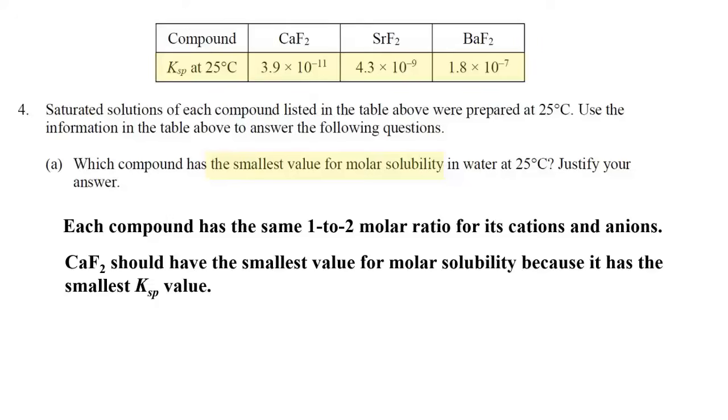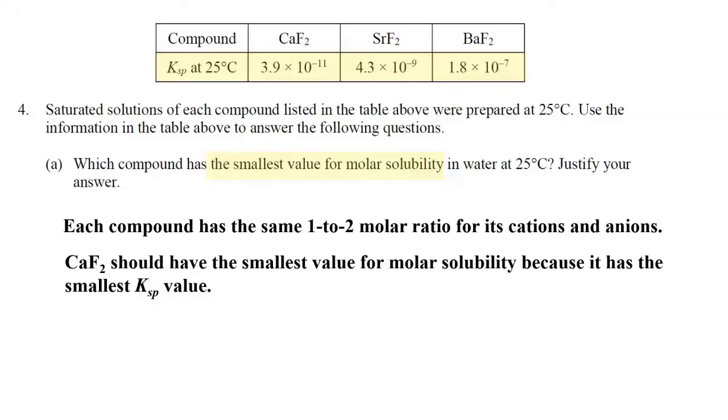So what I'm saying here is that each compound has the same 1-to-2 molar ratio for its cations and anions. Calcium fluoride should have the smallest value for molar solubility because it has the smallest KSP value. Now in question 5, when we get to question 5, you will notice that it's going to be a little bit different if you're comparing two different compounds that have different mole ratios for their cations and anions.